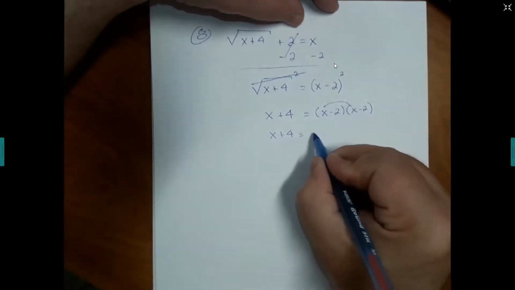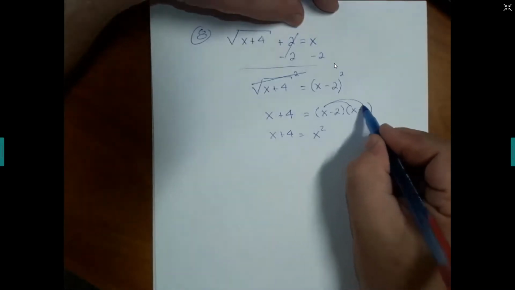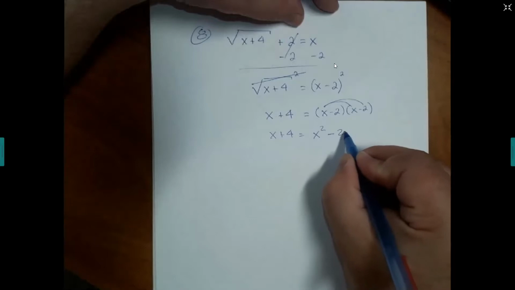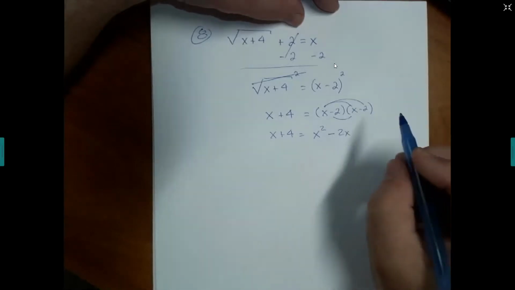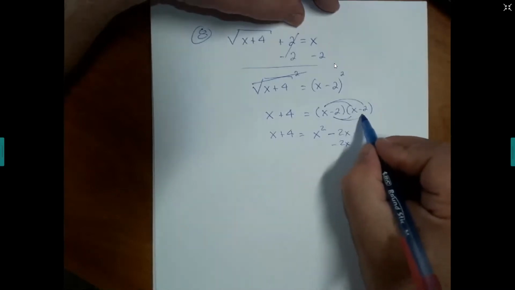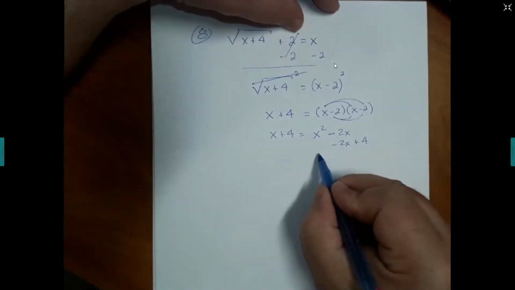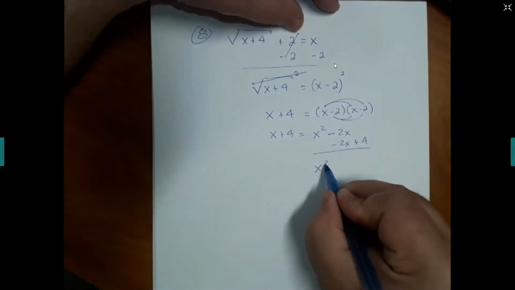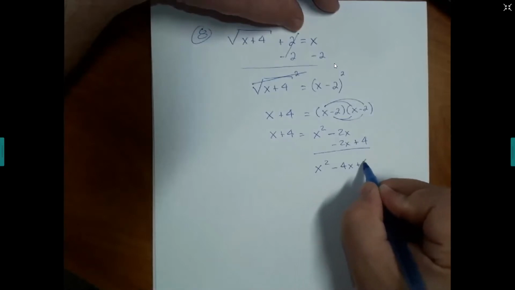X times x is x squared. X times negative 2 is negative 2x. Negative 2 times x is negative 2x. Negative times negative is a positive. 2 times 2 is 4. So we have negative 4x plus 4.